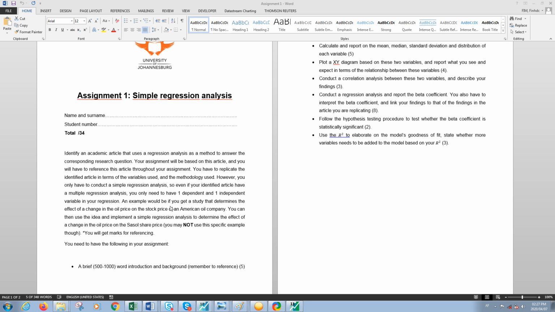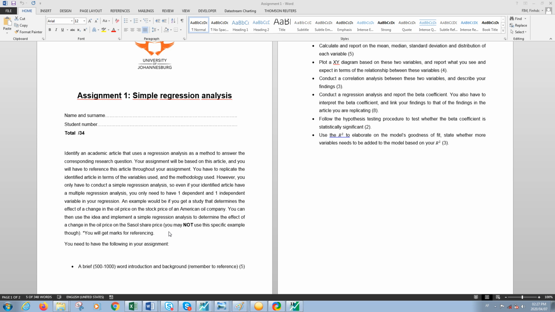An example would be if you get a study that determines the effect of a change in the oil price on the stock price of an American oil company. You can then use the idea and implement a simple regression analysis to determine the effect of a change in the oil price on the Sasol share price. You may not use this example.